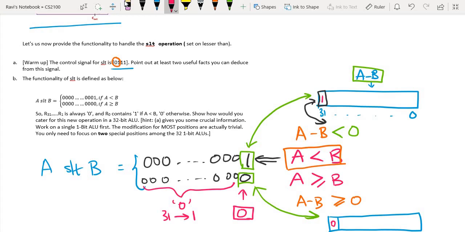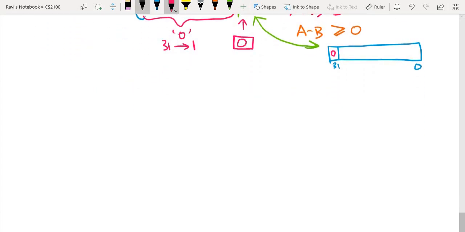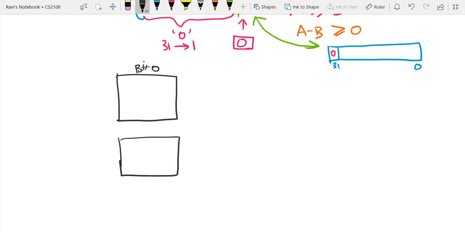Now, how do I implement this in hardware, using the ALU blocks that we have? Let me redraw the ALU, just the part here. This is bit 0, bit 1, all the way to bit 31. For each of them, I already have the current design as it is, which has an AND gate, an OR gate, and the full adder, passed to a multiplexer here.